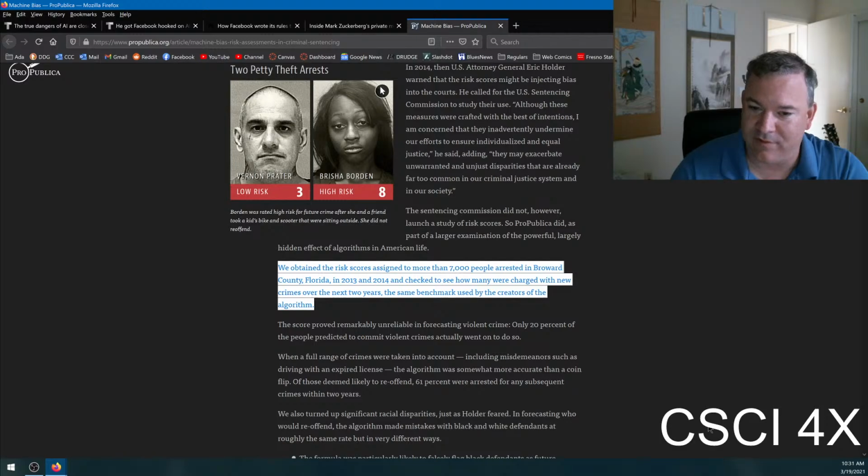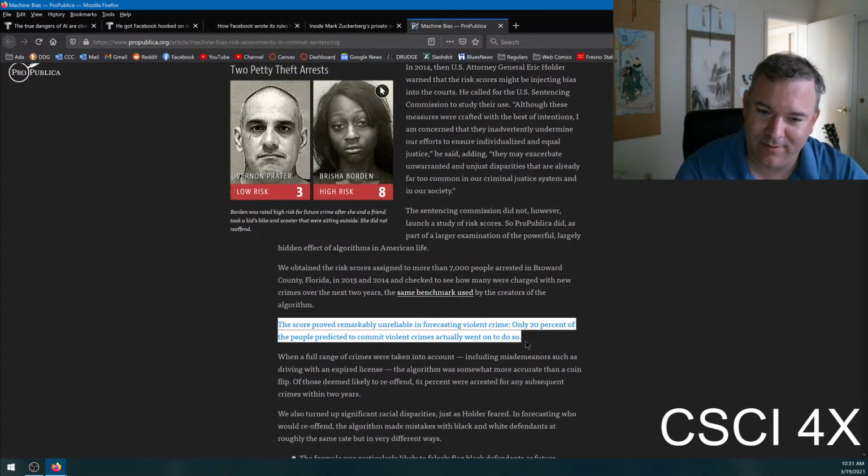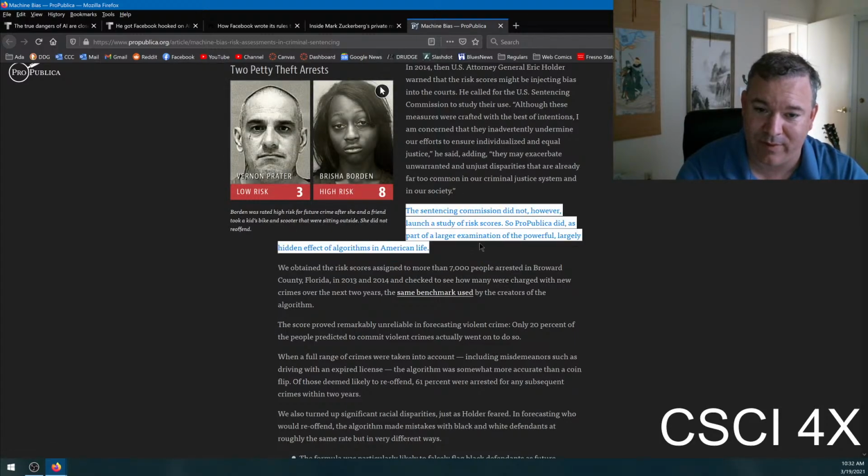We obtained the risk scores assigned to more than 7,000 people, and they followed up to see if the predictions of whether they would commit a violent crime were accurate. Only 20% of the people that were forecasted to do violent crimes went on to do so. Now, one question that I have: these are people arrested, okay? And then they're given a risk score, and this is used by sentencing, right? So the judges would be like, yeah, let's see.